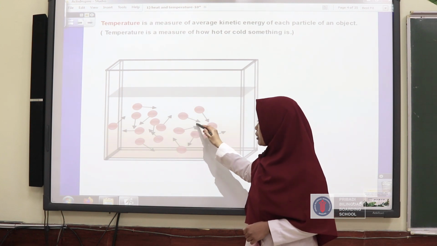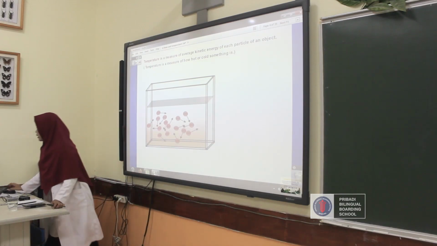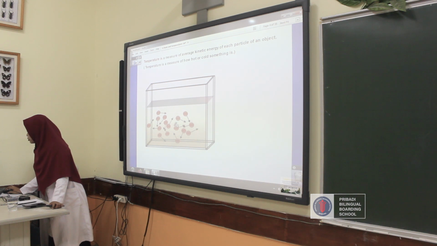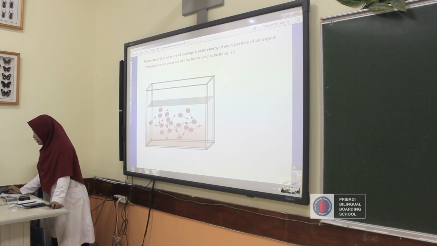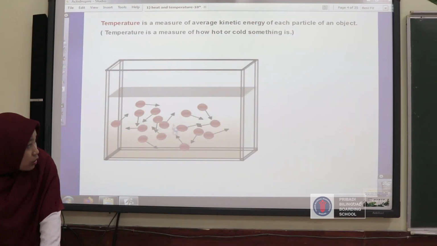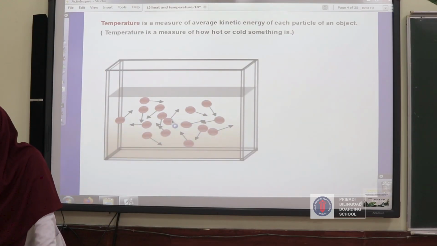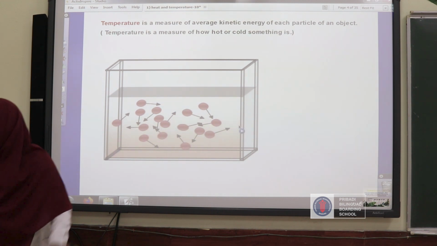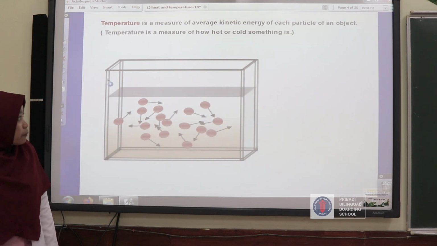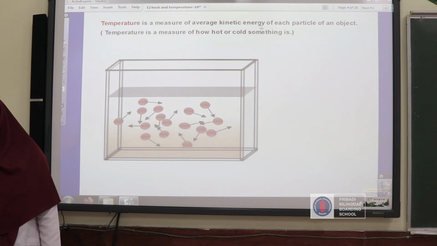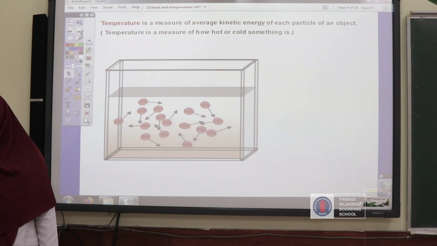Actually, when we say the temperature is hot, the movement of the particles gets faster. Like this. If the particles get faster, it means the temperature is higher than when the particles move slower like this. Okay, that's why we can define temperature as the average kinetic energy of each particle in the object.